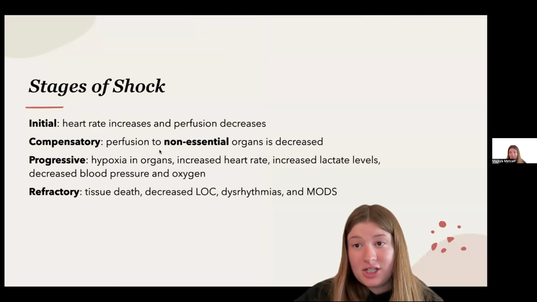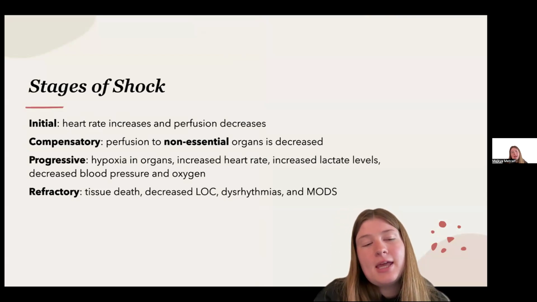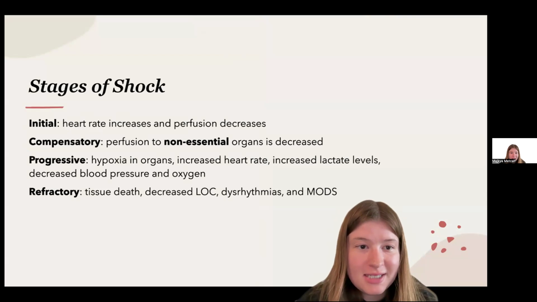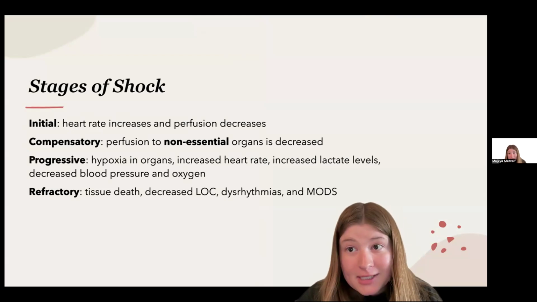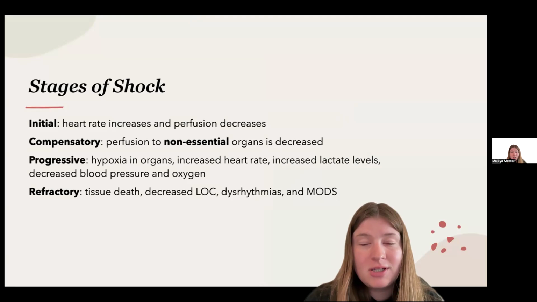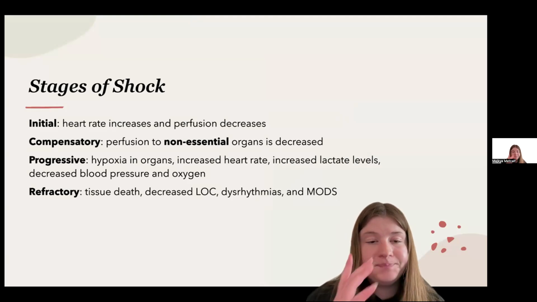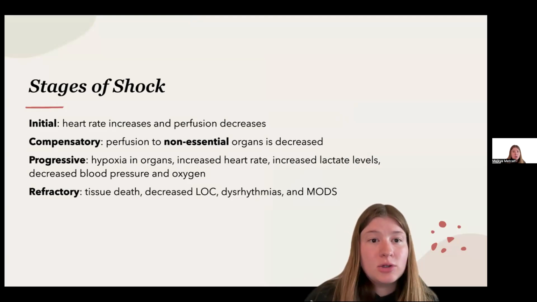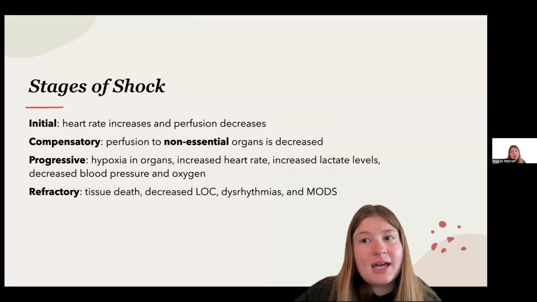Shock has different stages. Initially we're going to see the patient's heart rate increase, and then we're going to see a little bit of decreased perfusion to tissues in the body. Then your body's going to move into the compensatory stage. This is when your body decides, okay, something's wrong. How am I going to reroute to make sure that we're still functioning as well as we can? So for this, you're going to see perfusion that is decreased to non-essential organs. All of our essential organs, like our heart and our lungs, are still going to be getting adequate blood flow, but we're going to see that kind of decrease for not quite as essential organs.